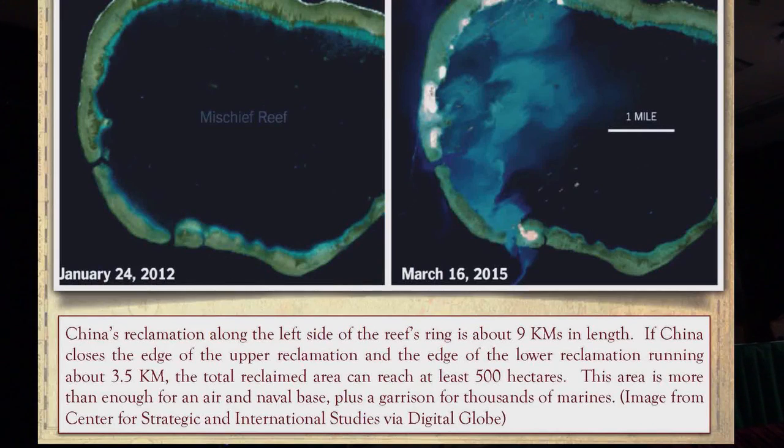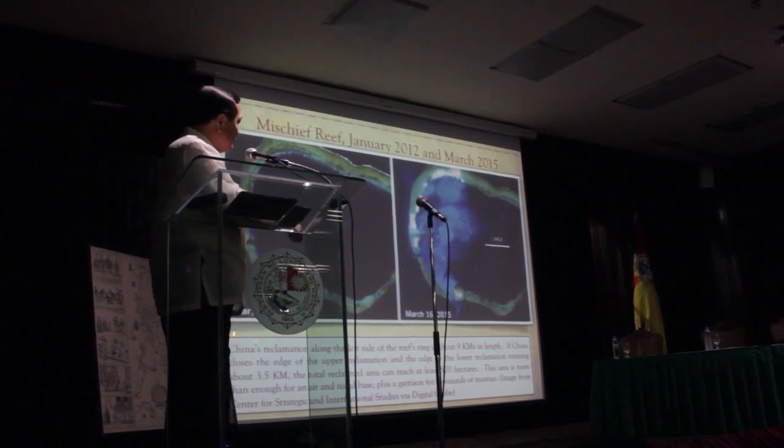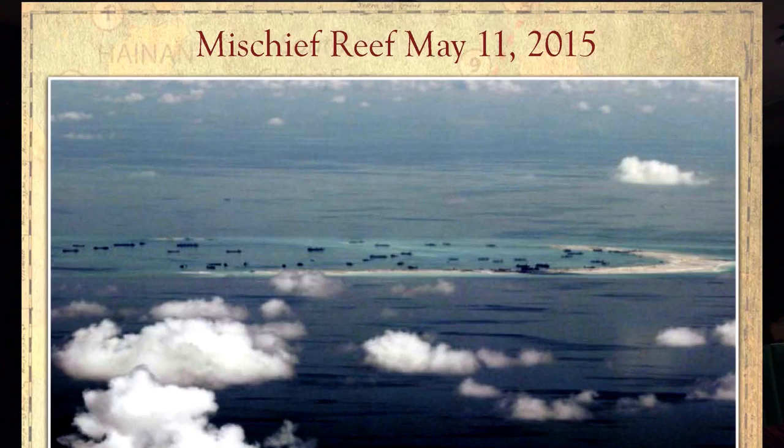If China closes the reclamation here, that will be 500 hectares. That's bigger than Mandaluyong City. China can put their air and naval bases and can garrison thousands of troops. Very strategic place. It's between Palawan and the Spratlys. Next slide. That's Mischief Reef, May 11.